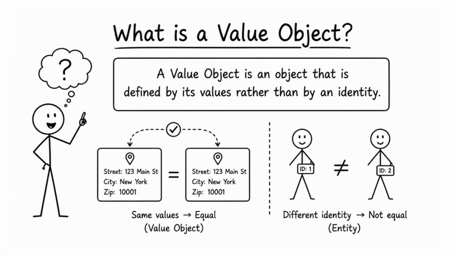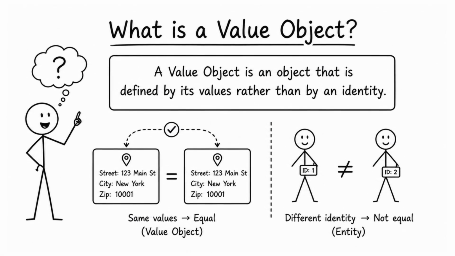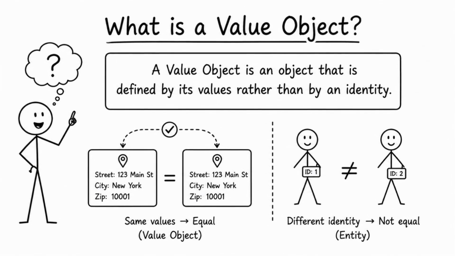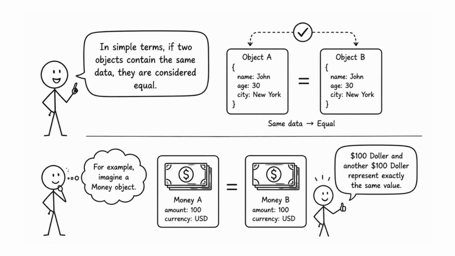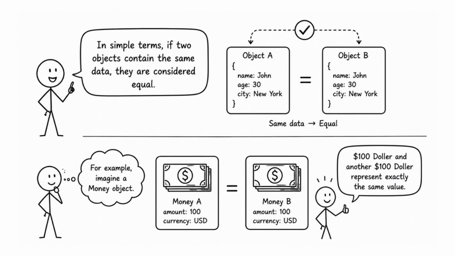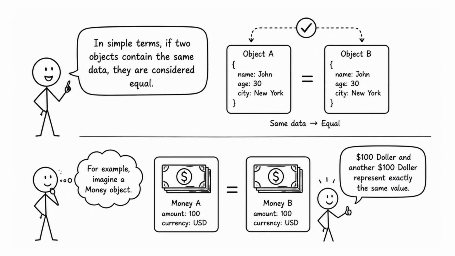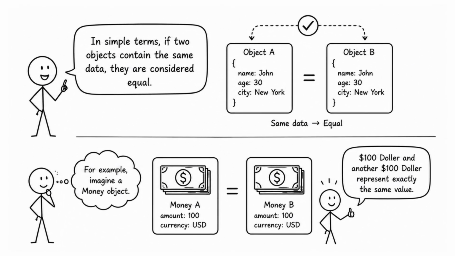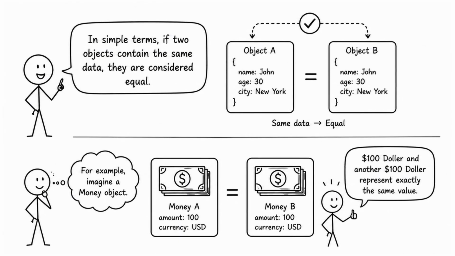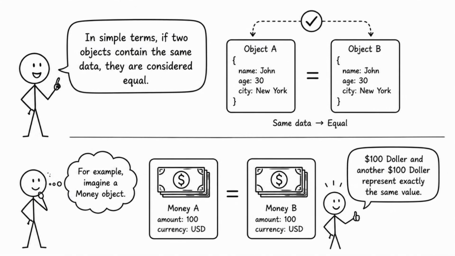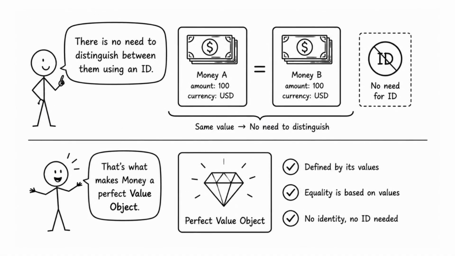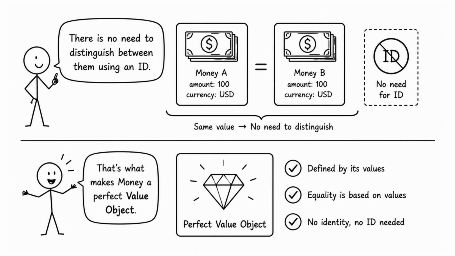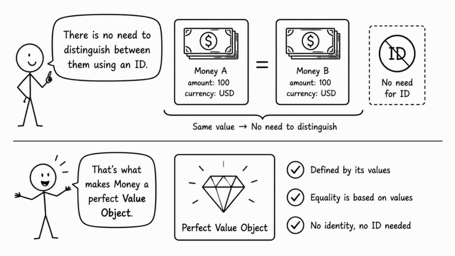A value object is an object that is defined by its value rather than by an identity. In simple terms, if two objects contain the same data, they are considered equal. For example, imagine a money object. $100 and another $100 represent exactly the same value. There is no need to distinguish between them using an ID. That's what makes money a perfect value object.